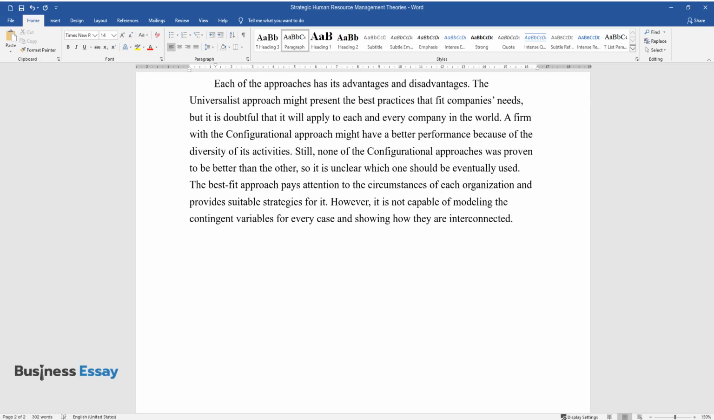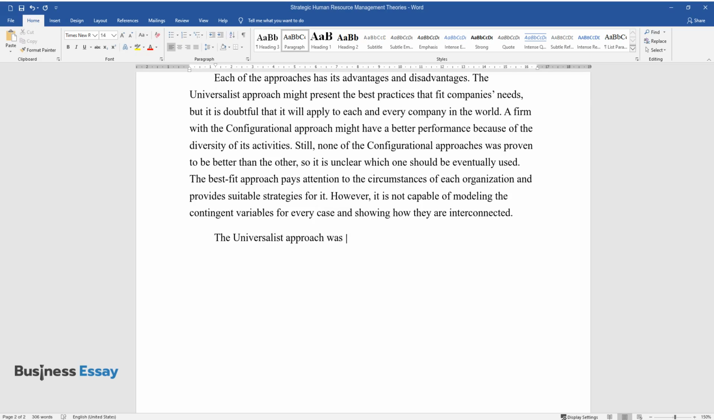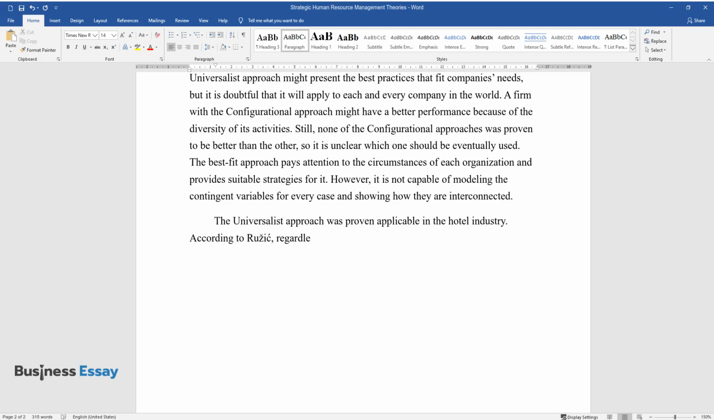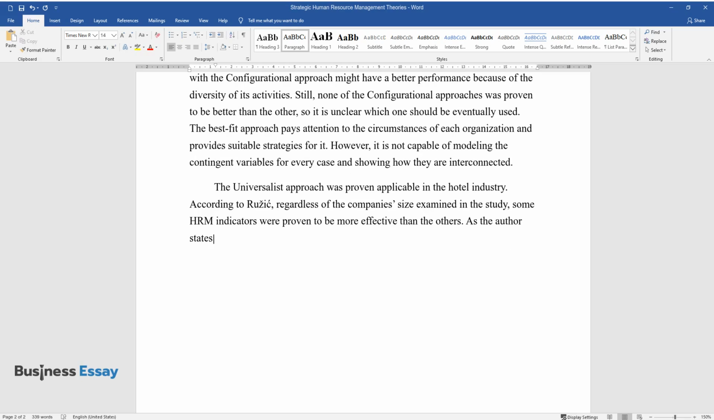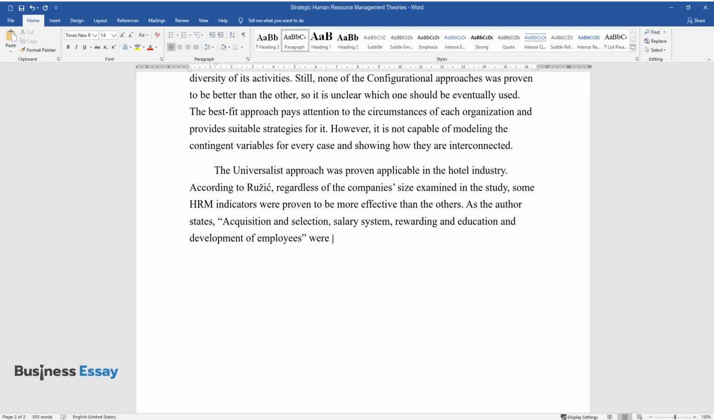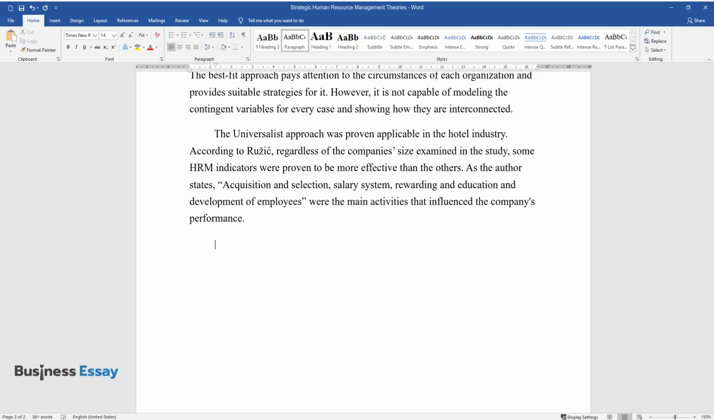interconnected. The universalist approach was proven applicable in the hotel industry. According to Ruzic, regardless of the company's size examined in the study, some HRM indicators were proven to be more effective than the others. As the author states, acquisition and selection, salary system, rewarding and education and development of employees were the main activities that influenced the company's performance.